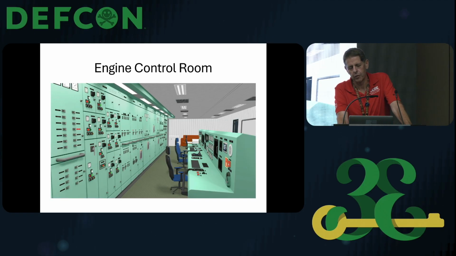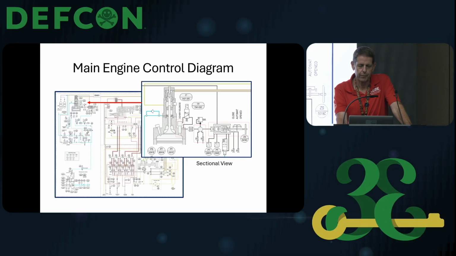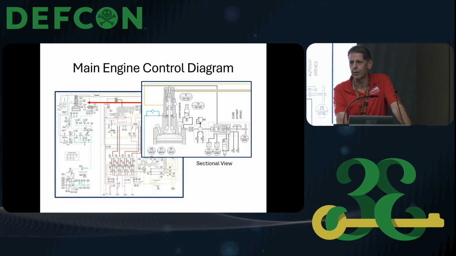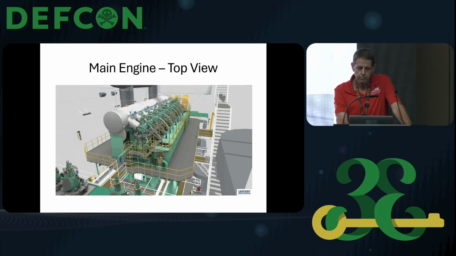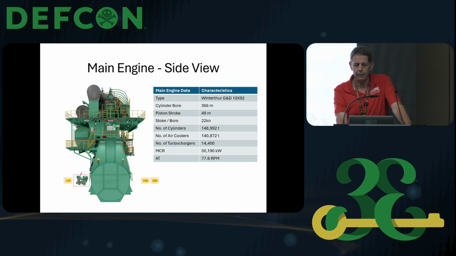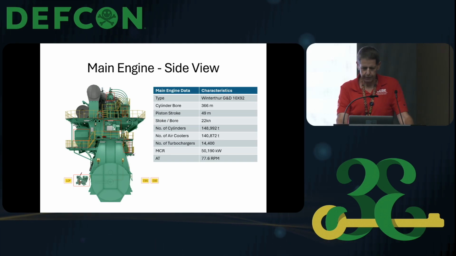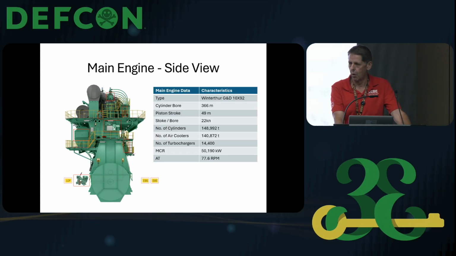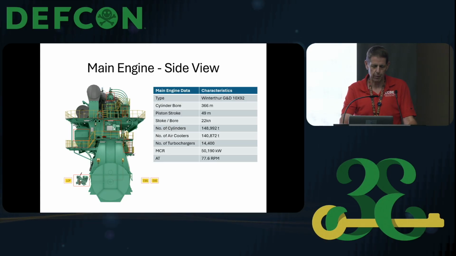On the right is the engine control. On the left is all the switch gear for the electrical panel. Here's the main engine control diagram. And there's a reason I'm showing the control diagrams, which I'll come back to in a minute. Here's the main engine top view. It's a 3-dimensional model. Here's the side view. And this is a Winterthur gas and diesel, 10-cylinder, 2-cycle engine, low RPM, fixed pitch propeller, commonly used in maritime.